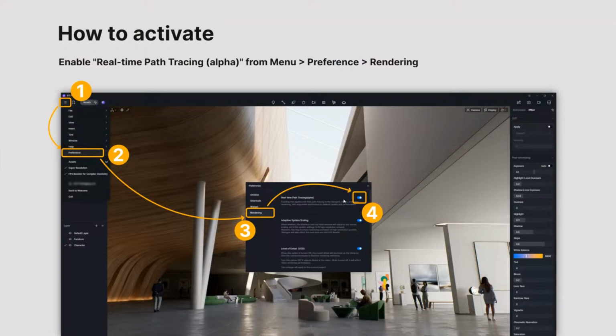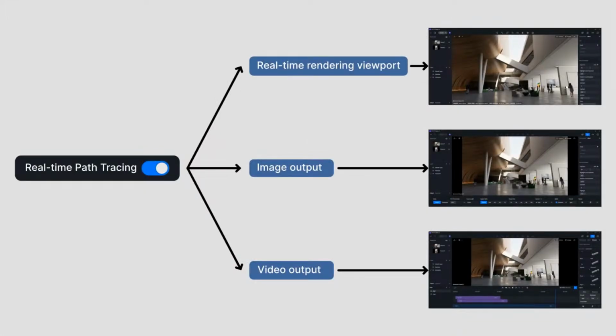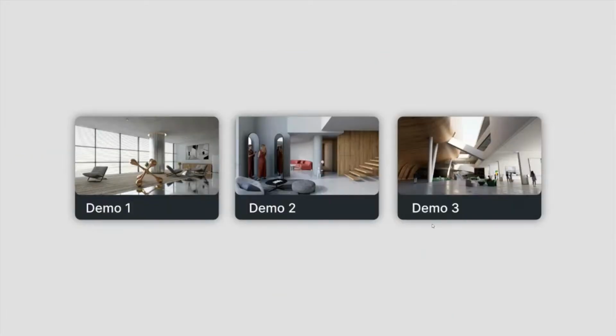All right, so if you're ready to adopt this new solution, please navigate to Menu, Preference, Rendering, and you can enable the real-time path tracing option. Once activated, path tracing will be applied to the viewports and the rendering outputs. So next, I'm going to show you how path tracing works wonders within the following 3 projects.